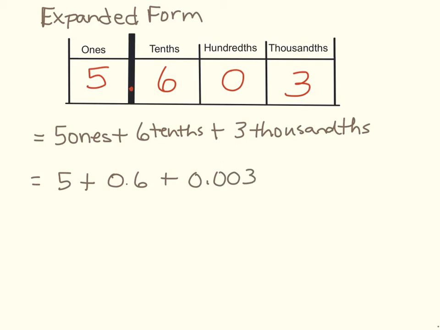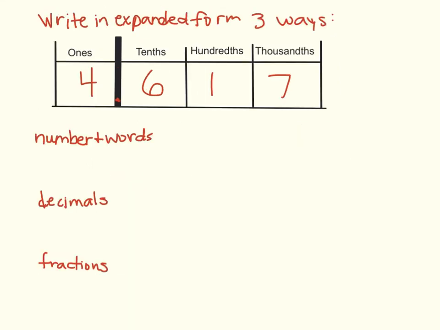So on this one I just took, this is 5 ones, which equals 5, 6 tenths, which is written 0.6, and then 3 thousandths, which is written 0.003. And then finally we'll write it in fraction form. So this would be 5 plus 6 tenths plus 3 thousandths. Pause the video while you try it.